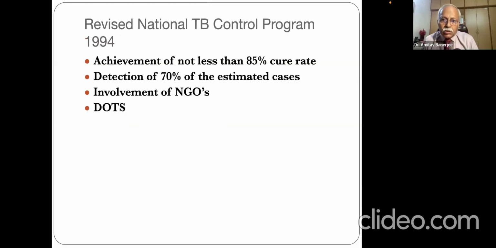Then the revised National Tuberculosis Control Program of 1994: achievement of not less than 84% cure rate and detection of 70% of the estimated cases. How do you estimate the cases? As of today, let us say the incidence from the present figures in India is 132 new cases per lakh population every year.